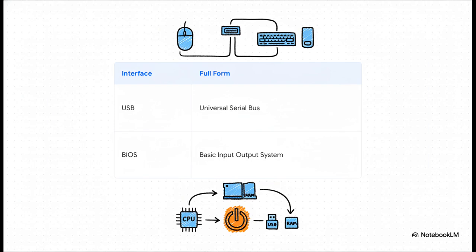So, to get all this physical hardware talking to each other, you rely on a few key interfaces. USB, Universal Serial Bus, is that totally familiar port you plug your mouse or flash drive into. Meanwhile, the BIOS, the basic input-output system, is that fundamental layer that gets all these physical parts, the CPU, the RAM, the USB ports, the whole shebang, talking to each other successfully the absolute second you power on the device.